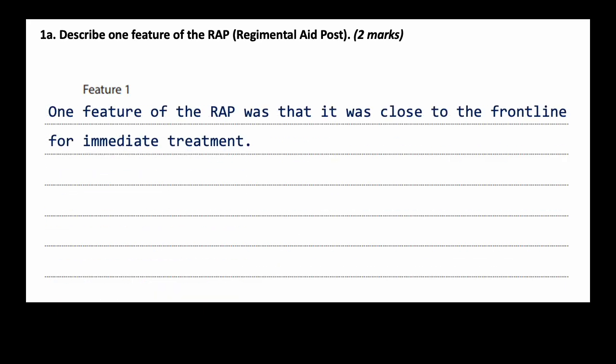So make sure what you're saying is about the RAP. Okay, so the feature that I'm going to identify in this example is that it was close to the front line for immediate treatment. That's obvious. That's probably the thing that most people talked about, that it was close to the front line, or about it being basic first aid. So that's the feature identified. You can clearly see that's 1 mark right there.